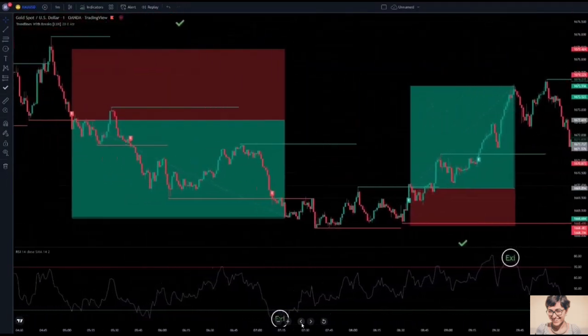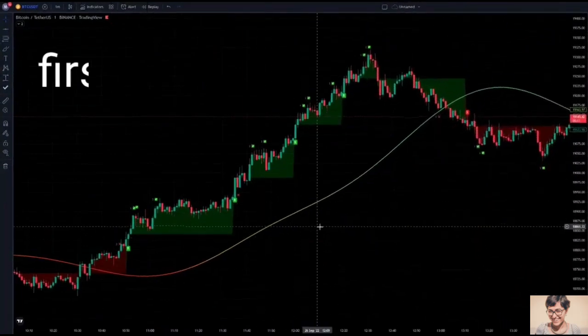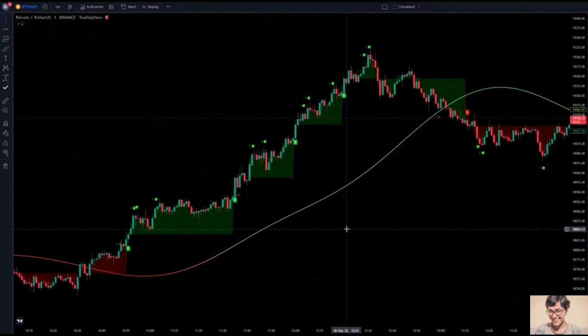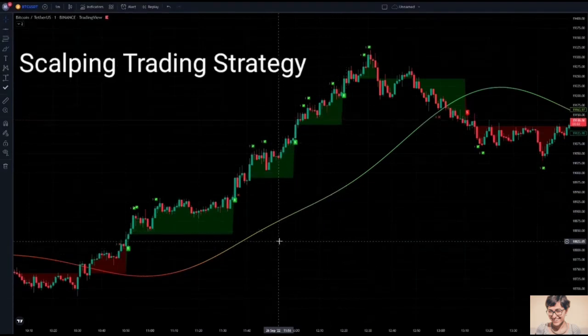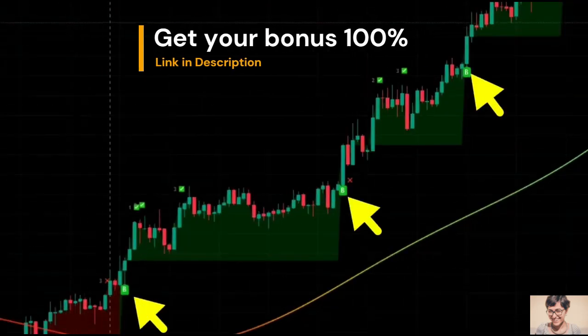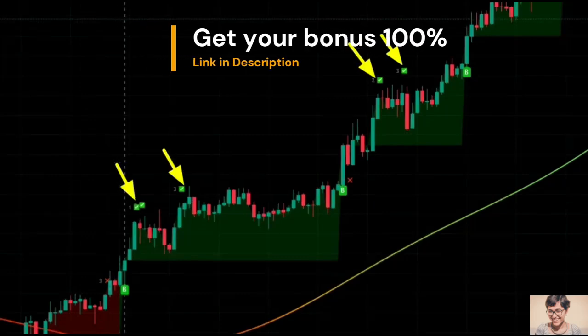Before anything, I'm going to briefly talk about how the first strategy works. The strategy is based on scalp trading, which means short trades with constant profit. As is clear on the screen, the green colored icons represent the buy signals, and the green numbers show the exit targets of the position. So let's move on to the main conditions of this strategy.